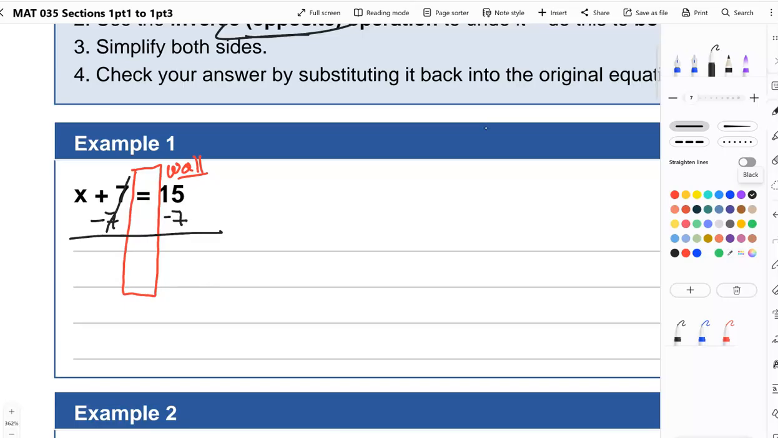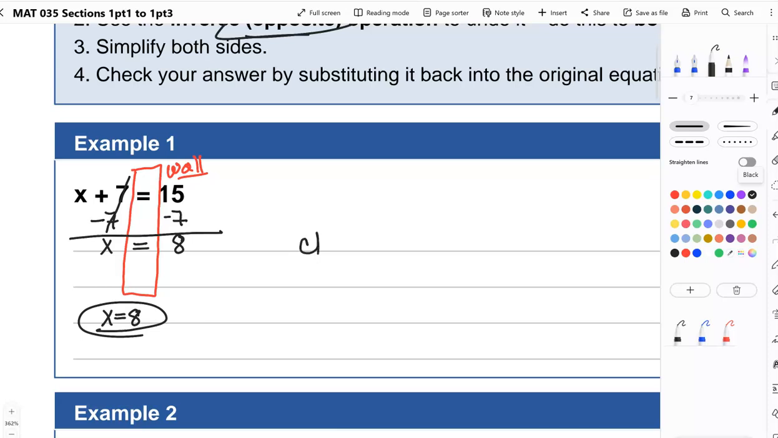So on this side, the only thing left is going to be x plus 0, which is really just an x. And that equal sign is going to follow down inside of that wall. And then I have 15 minus 7 over here on that right-hand side, which is 8. So our answer is going to be x is equal to 8.